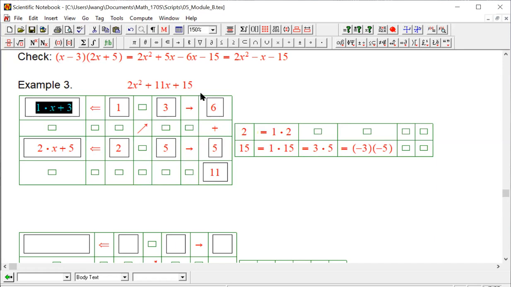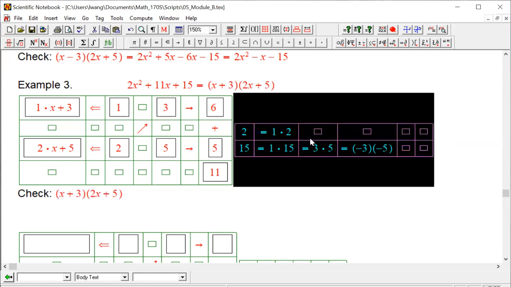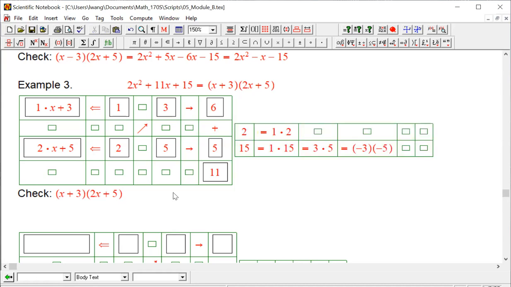Okay, so we got our factors. Of course, we're going to check our work. So that's x plus 3 times 2x plus 5. Factoring is really a process of trial and error. But as you do more, you are going to get better and faster. And you probably don't need to make this table, right? You can just do it quickly, but do try and practice.